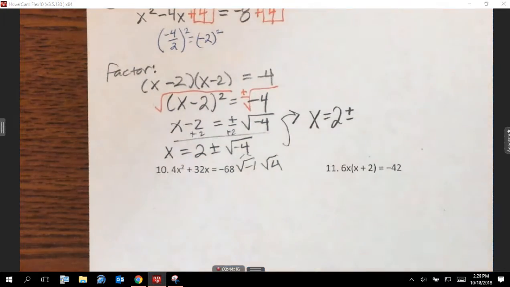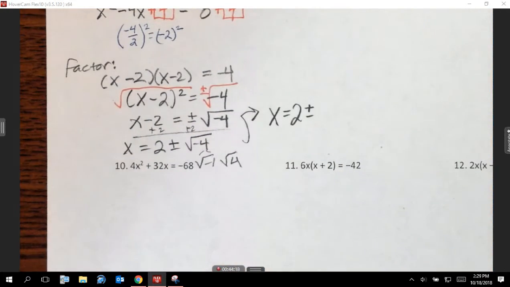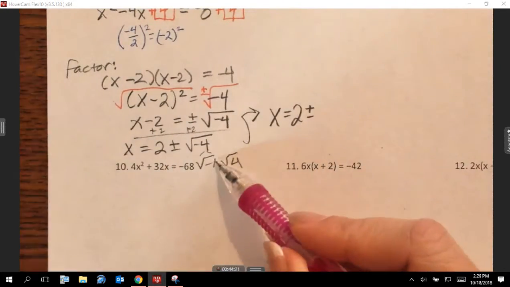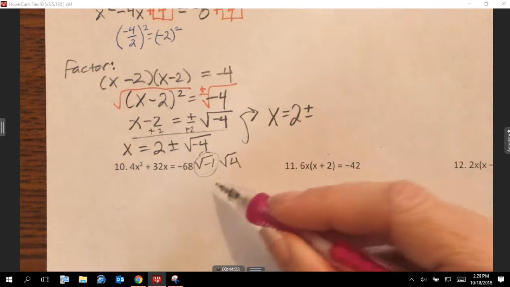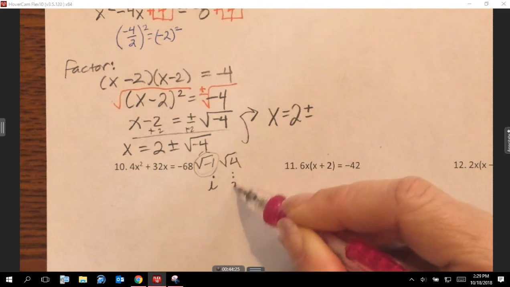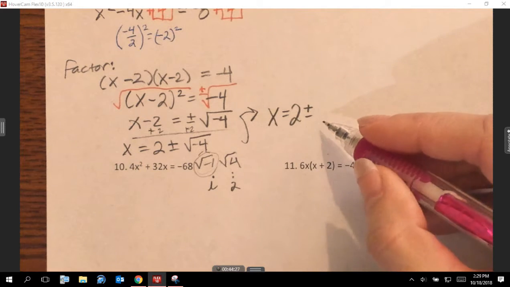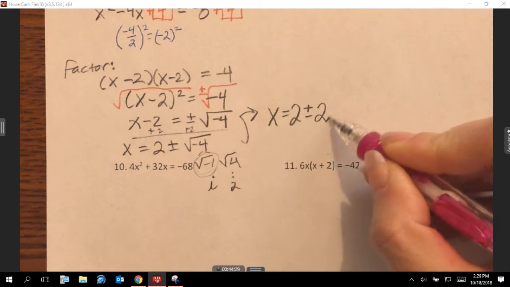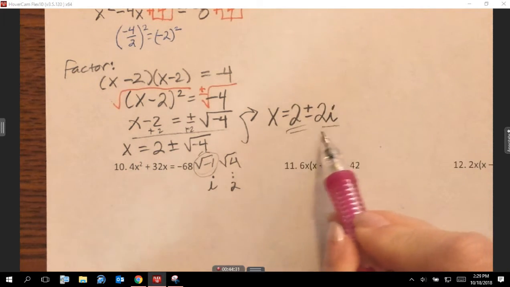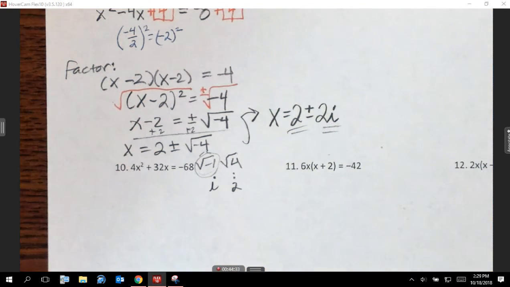So I have x equals 2 plus or minus. What is the square root of negative 1? And what is the square root of 4? 2. So do I write that i2? 2i. These are not like terms because one has an i, one does not. You cannot add them together. You leave it.